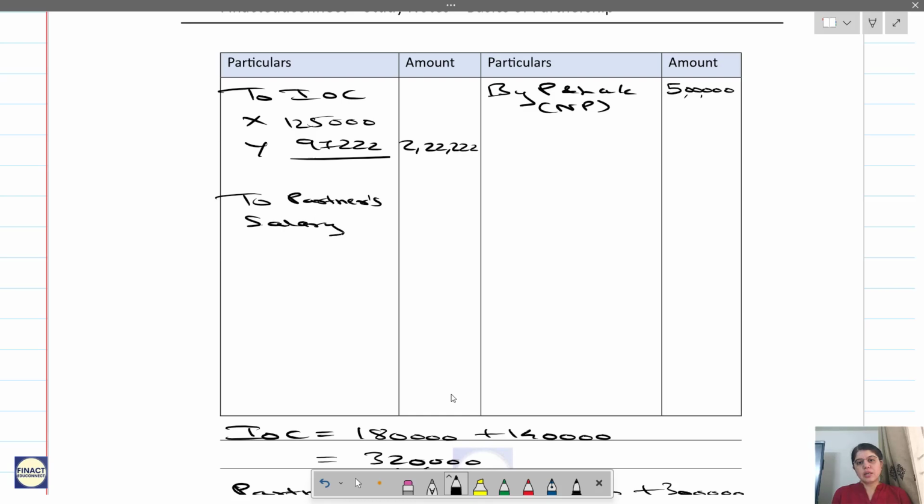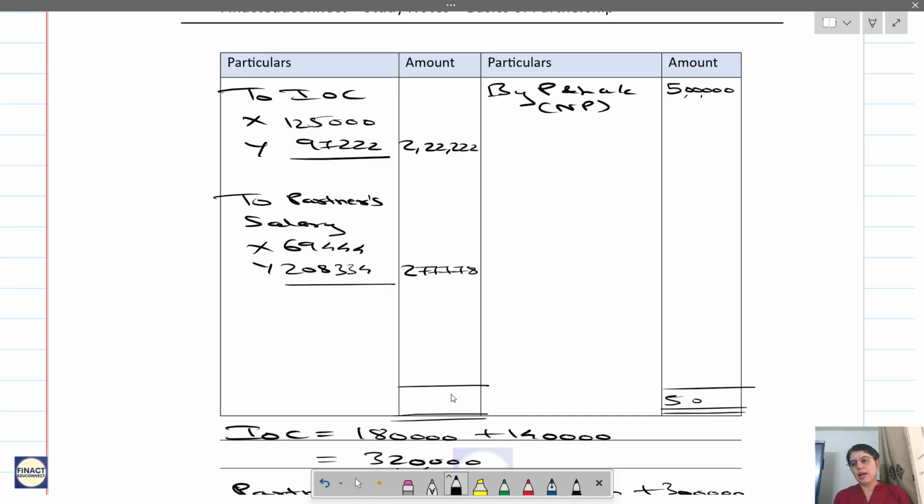Since you don't have a calculator, they may give you some easy amounts to calculate. It won't be much in decimals. Sometimes it can be, sometimes it won't be in decimals. Okay, it will be easy calculation. After doing this, your total should be 5 lakhs, because you have used this 5 lakhs to divide between interest on capital and partner's salary, and then between X and Y. Okay, let me know once you are done.